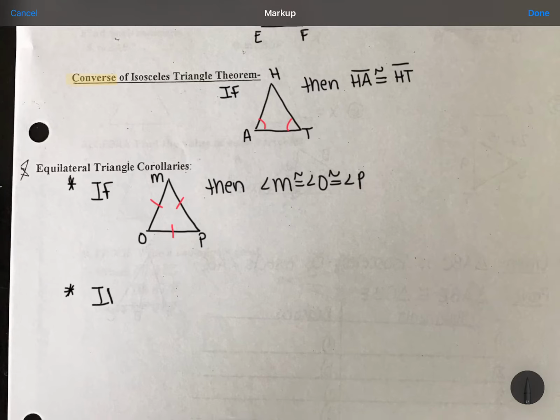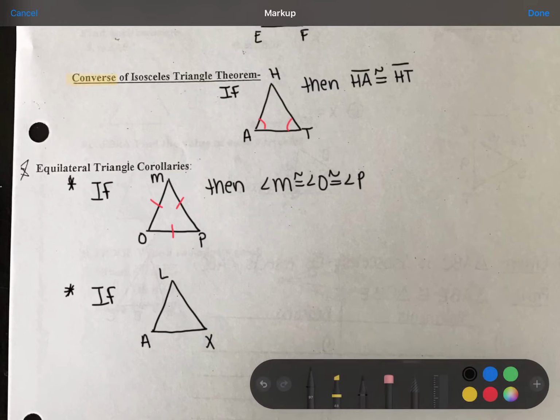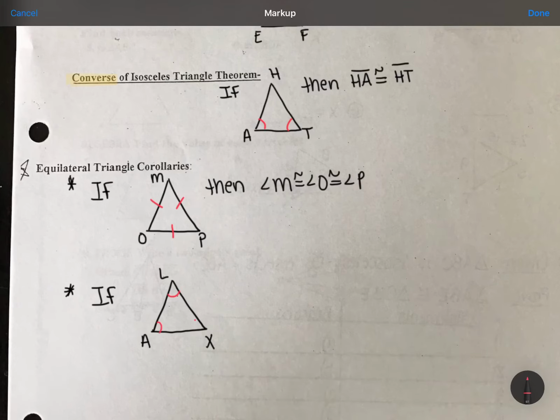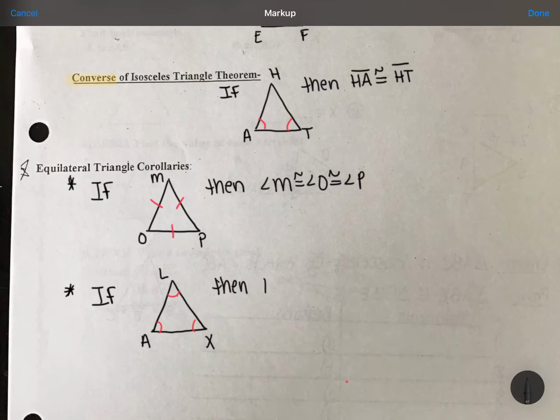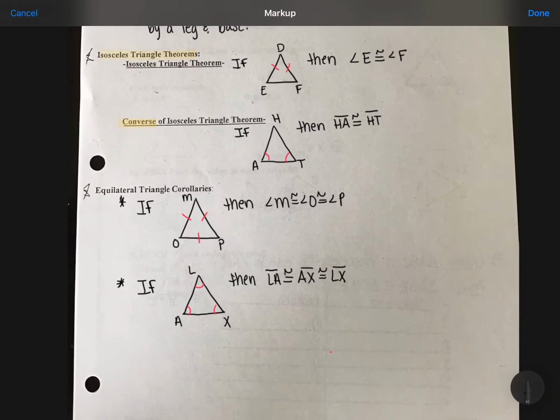And the reverse of that would be if your angles are all equal, then your sides are all equal. So if I have triangle LAX, I don't know, I'm just making up letters, and I know that angles L, A, and X are all equal to each other, then what can we conclude? That side LA is equal to side AX is equal to side LX. So those are the two equilateral triangle corollaries. Makes perfect sense. Equilateral is also equiangular, and that's all that says.